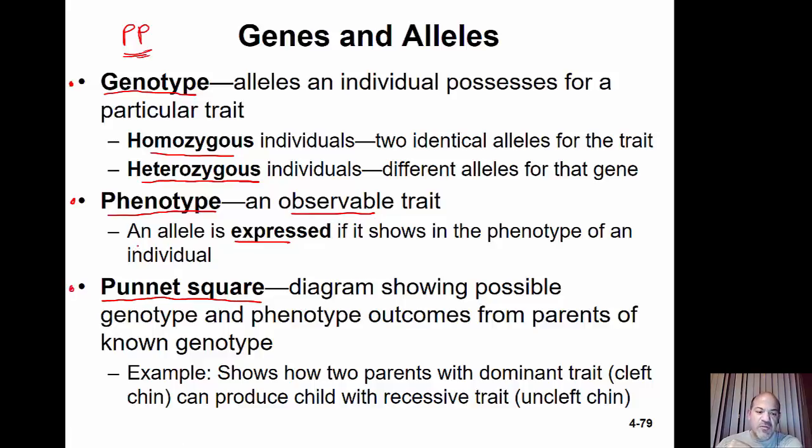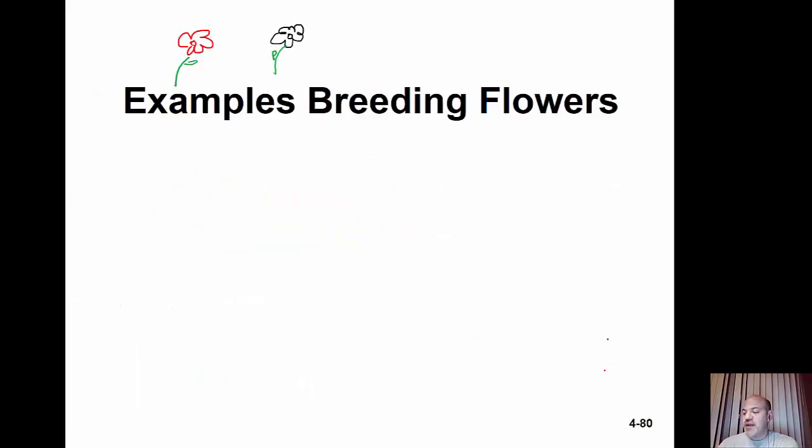Now, the example the book gives you is going to be with a trait called cleft chin, and we'll see that here in a little bit. So it is a human trait. It's determined by one particular gene. But before that, we're going to go and look at flowers because it's easier to talk about flowers.